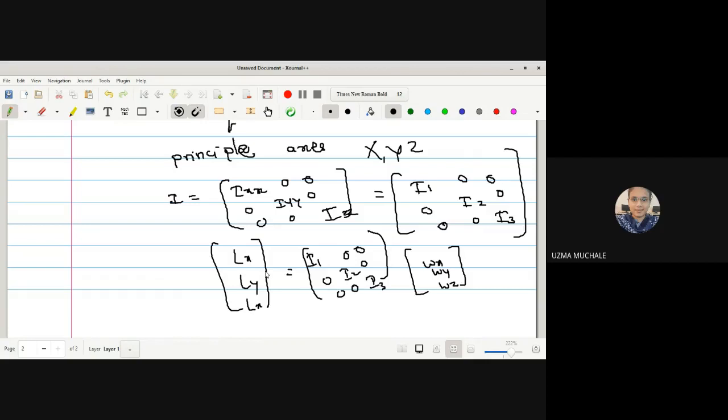What are we going to choose? We are going to choose the axis of rotation of a body to be the principal axis. What do you mean by choosing the axis of rotation as the principal axis? That means we are going to choose a rotation through either x or y or z.